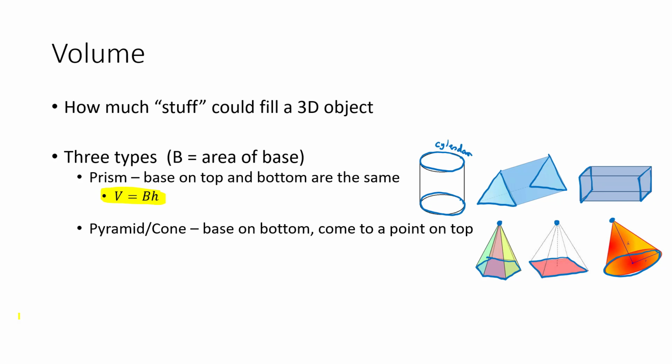And it doesn't matter which one it is, as long as it's got that general shape of a base on the bottom coming to a point at the top, the volume is 1/3 of the prism volume. 1/3 of the base times the height.